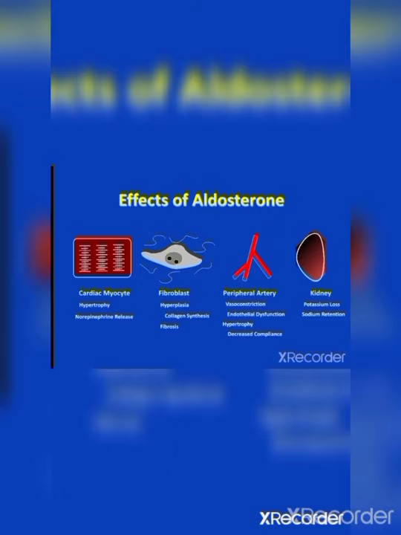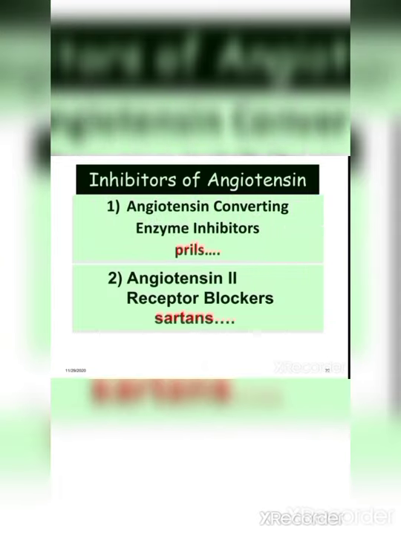Now, in the kidneys, it has the effect of salt and water retention. It causes sodium retention and causes potassium loss through the kidneys. Now, up next over here are the inhibitors of angiotensin, which include angiotensin converting enzyme inhibitors, represented by prils in their suffix, such as captopril, enalapril, lisinopril, fosinopril. And then we have angiotensin II receptor blockers, also known as AT1 receptor antagonists or angiotensin receptor blockers, represented by sartans in their suffix, such as losartan, valsartan, candesartan.